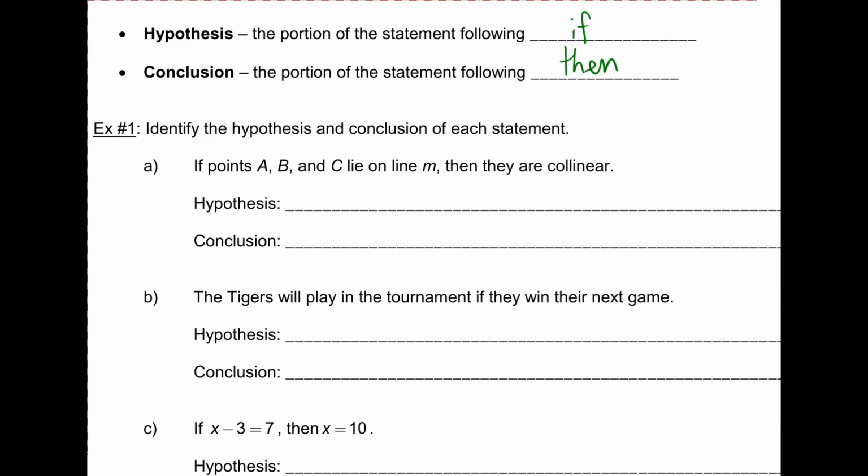All right, so let's identify the hypothesis and conclusion of each statement. If points A, B, and C lie on line M, then they are collinear. So the hypothesis is the portion following if. So I write points A, B, and C lie on line M. This is my hypothesis because you're asking yourself, is this true? Do points A, B, and C lie on line M? If that is true, we'll go to the conclusion, we'll do what it says.